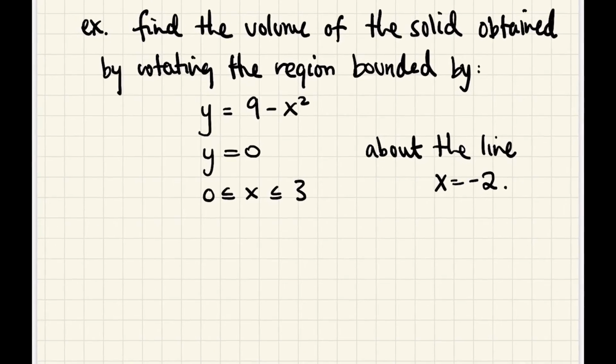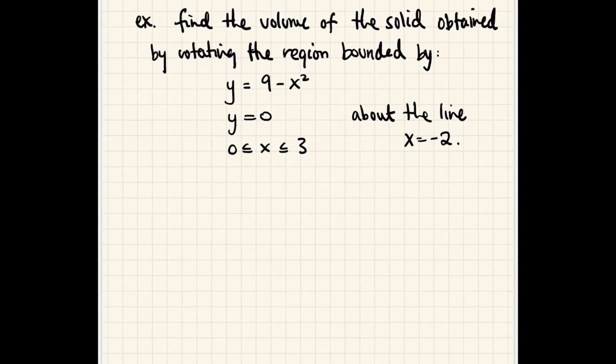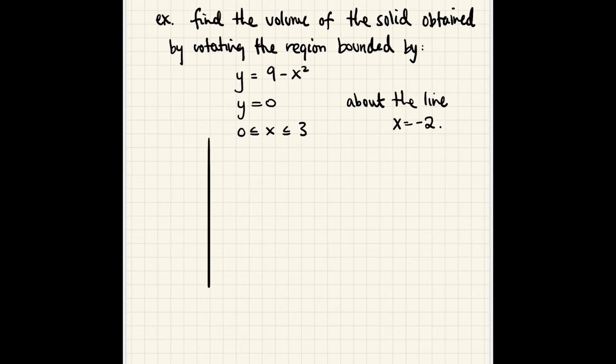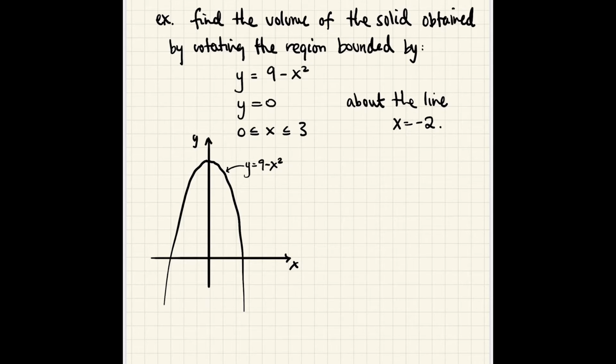Okay, as before, let's start by sketching these curves, see what we're working with. So y equals 9 minus x squared. Well, that is an upside down parabola, vertically shifted to have a y-intercept of (0, 9). And y equals 0 is just the x-axis. And we are given specific bounds to go from 0 to 3 on x values. So, all right, well, here's x equals 0, and this is x equals 3.